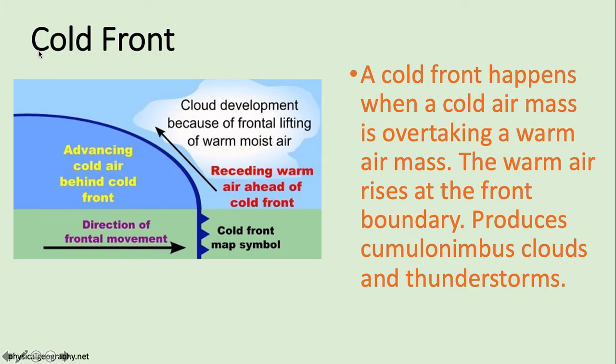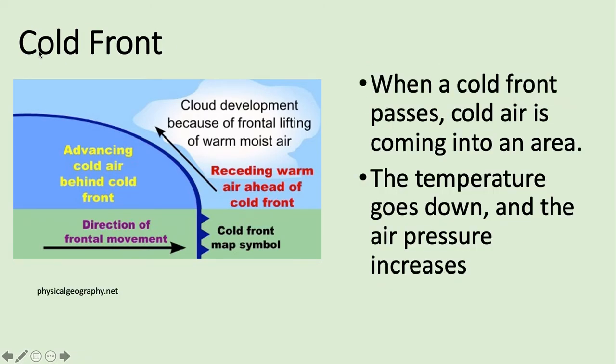A cold front happens when a cold air mass is overtaking a warm air mass. The warm air rises at the front boundary. It produces cumulonimbus clouds and thunderstorms. When a cold front passes, cold air is coming into the area, so temperature goes down and the air pressure increases.